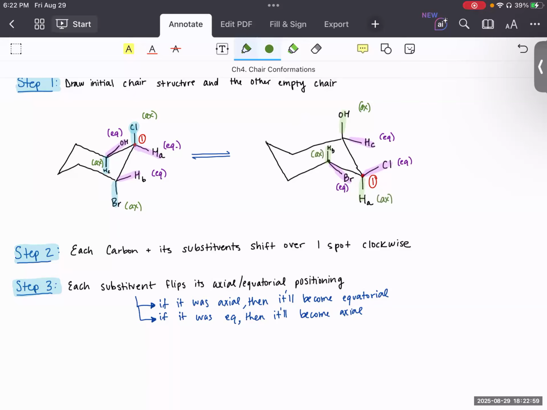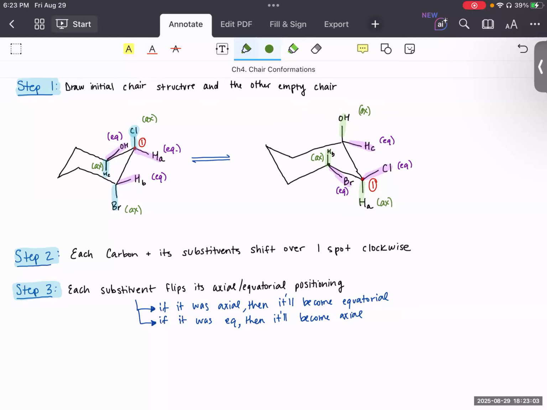And this kind of makes sense with the wedge and dash discussion that we had in the previous video, where all of these groups still tilt the same way. So for example, that OH, in that first structure, is tilted slightly up. And in the second structure, it's also tilted up, even though it switched from being equatorial to axial in those structures.